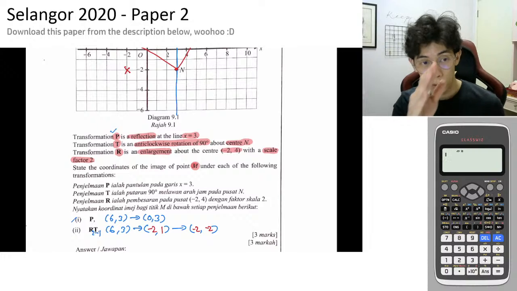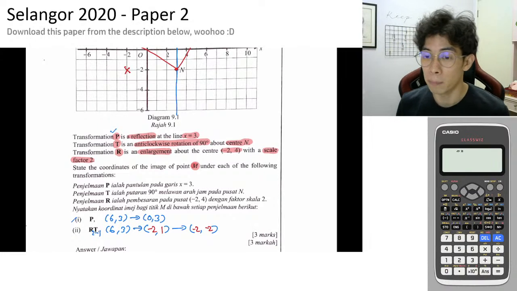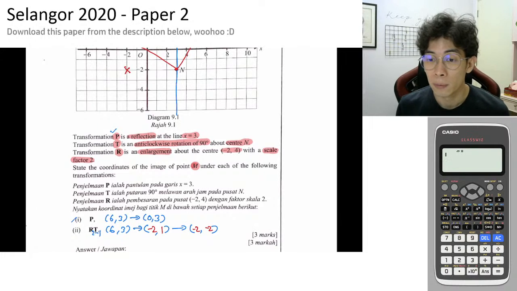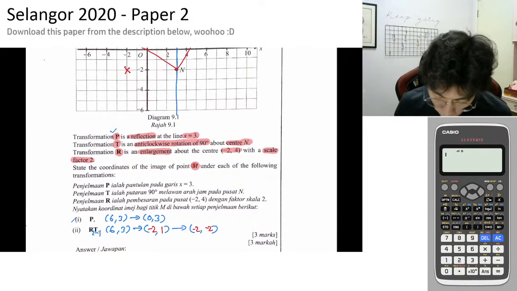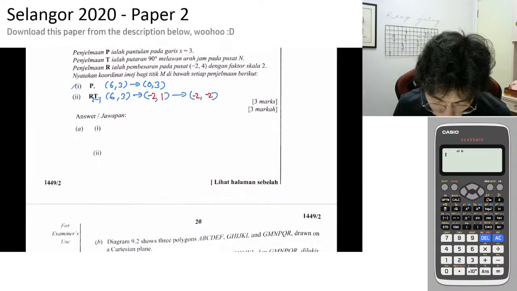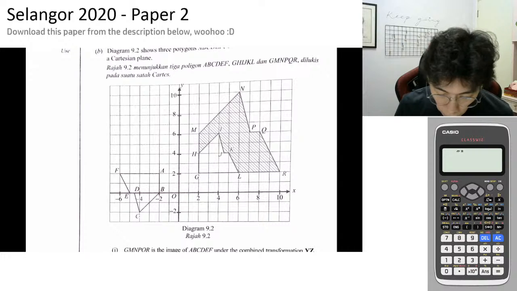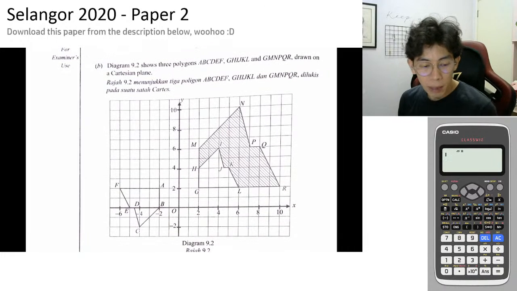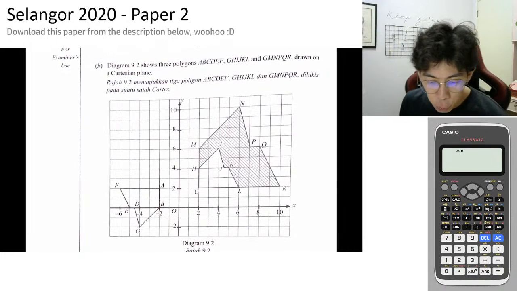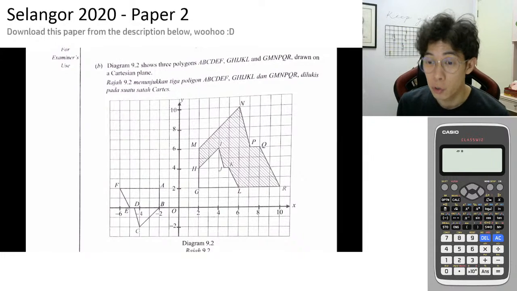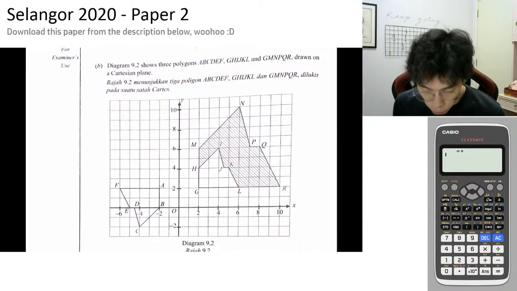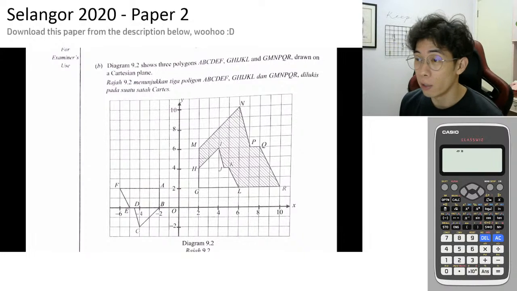Okay, so this one you be careful a bit. Same thing, there is a video on this as well. Short videos. Okay, now the next part, this one done already, and this part over here for part B. Part B, diagram 9.2 shows 3 polygons ABCDEFG, ABCDF, GHI, and a lot of things. That one is not important.